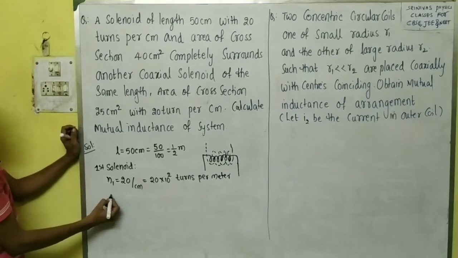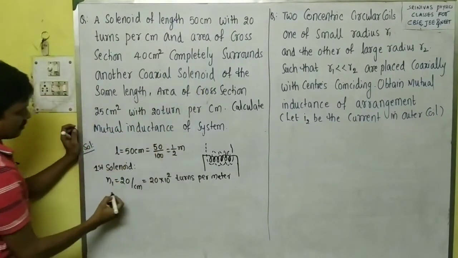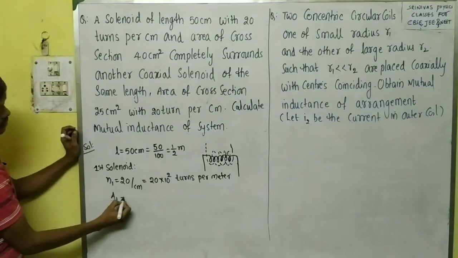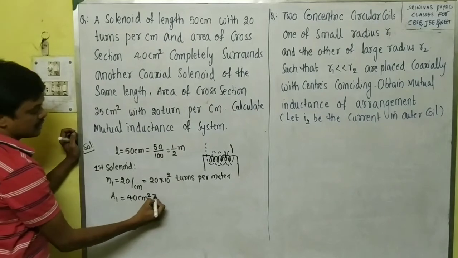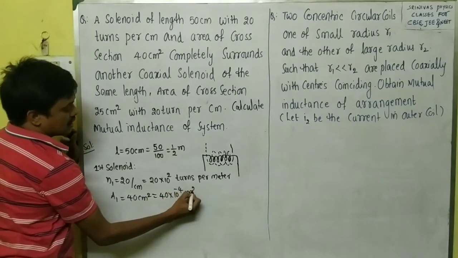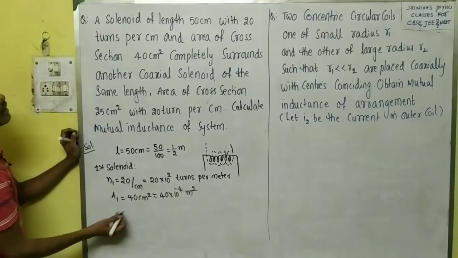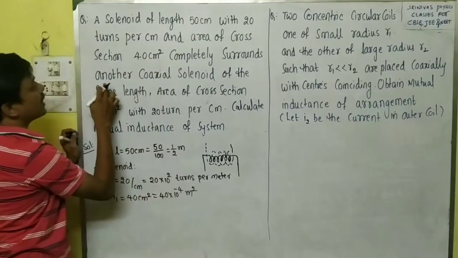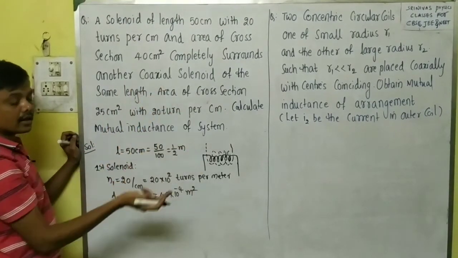And some more data they gave: the area of cross section of the inner solenoid, what is that? 40 centimeter square. You convert that into meter square: 40 into 10 power minus 4 meter square. Centimeter means 10 power minus 2, square means 10 power minus 4. And it is completely surrounded by another solenoid.